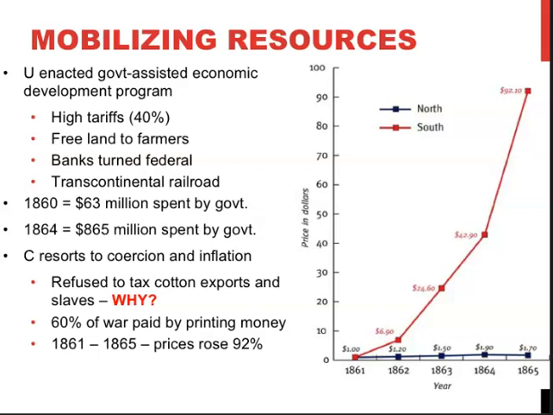The Confederacy resorts to coercion and inflation in order to get the finances and the people needed for the war. They refused to tax cotton exports and slaves. That would have been a huge moneymaker for the Confederates, but they knew that if they taxed the one thing that this war was about, people would be upset and the support for the war would greatly diminish.